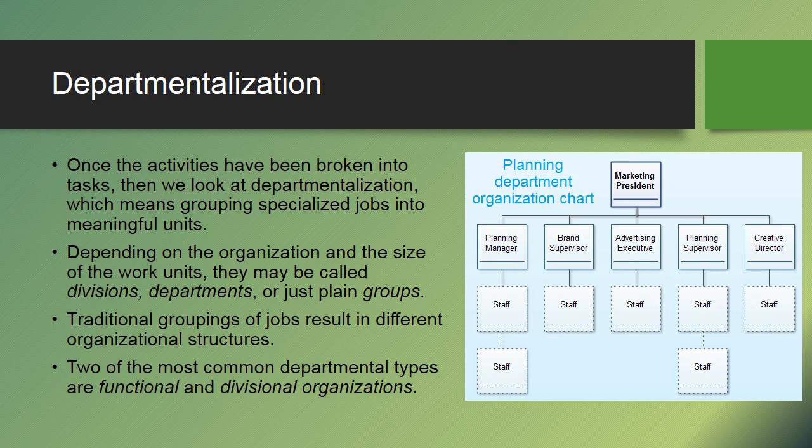So over here on the right, here's a marketing department, and under the marketing president you have the planning guy, the brand girl, the advertising dude, the planning supervisor, who may work with the planning manager, but there's no seniority one or the other, and last but not least, the creative director. So you have people who specialize in very specific areas because you need that important information that they can harness. These are not people who are turning the wrench 3 ways.